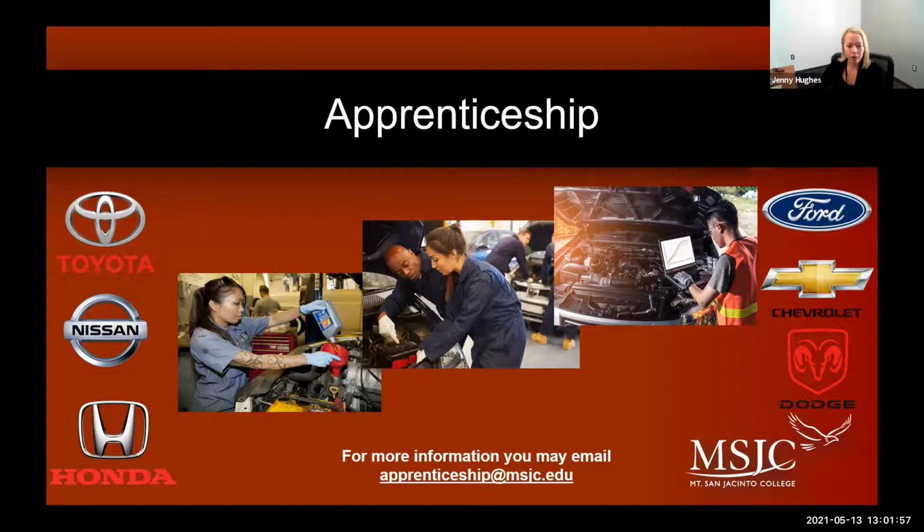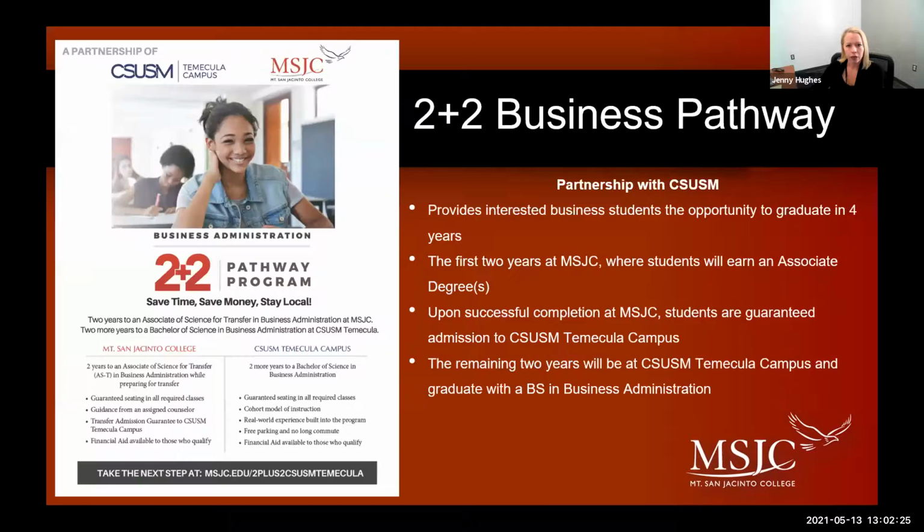Right now, our automotive program is very expansive. It's out at our San Jacinto campus. And as we move on, we're looking to do apprenticeships with other disciplines such as water technology, child development, and hospitality and culinary. So as you come into the college, go to our apprenticeship website or email that email address that's on the screen and ask questions, because these are programs that will be up and coming in the next few years. So with that, this is information about our 2+2 pathway.